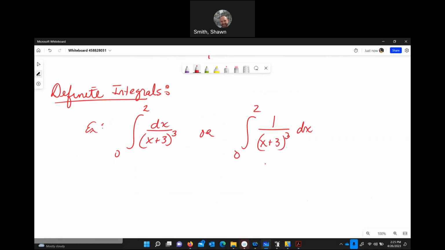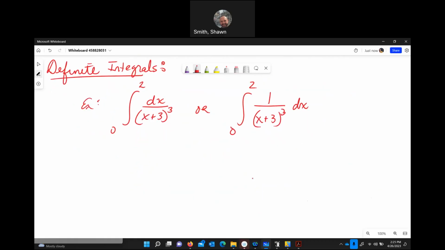But I will make a substitution, right? Because there's no way I can find the antiderivative of that. I don't know what it is. All right, so u is equal to x plus 3. du is equal to, okay, derivative of x is 1 times the dx, right? We do have 1 dx in there. So it's an easy substitution. So this goes from 0 to 2.